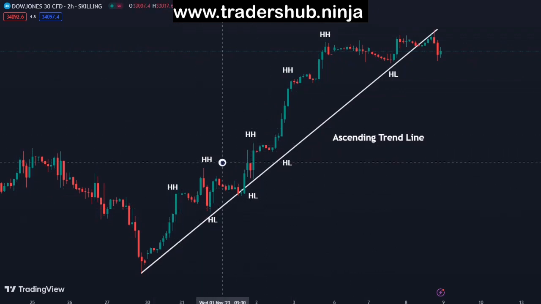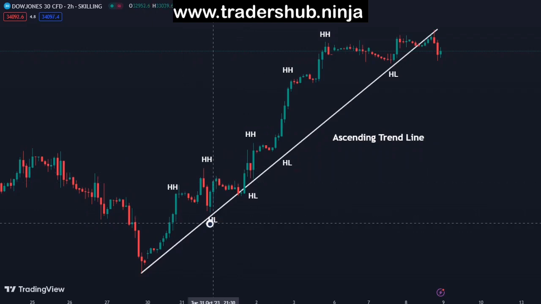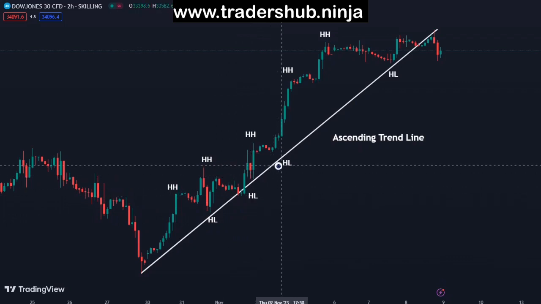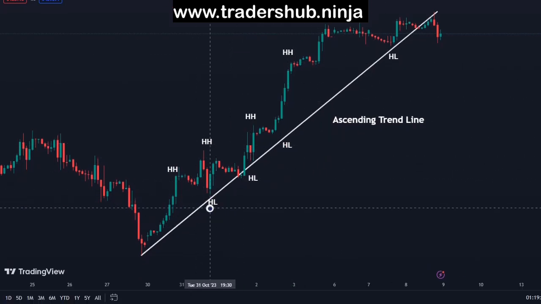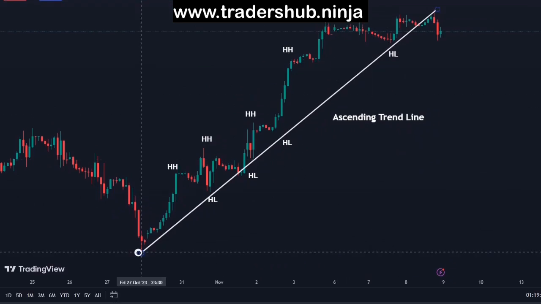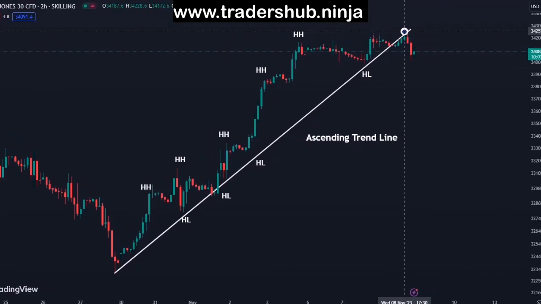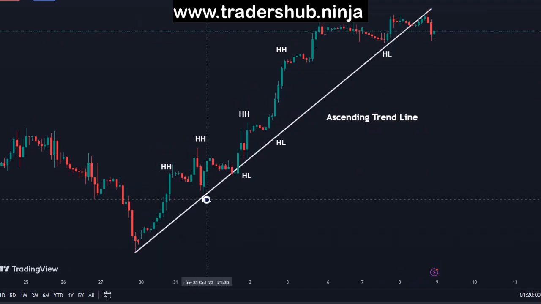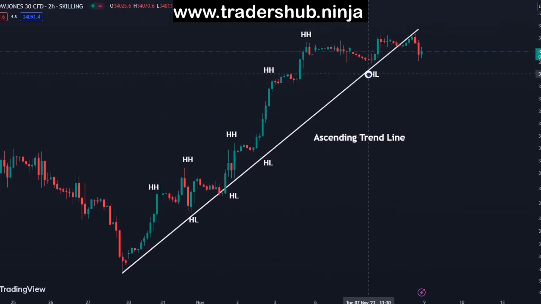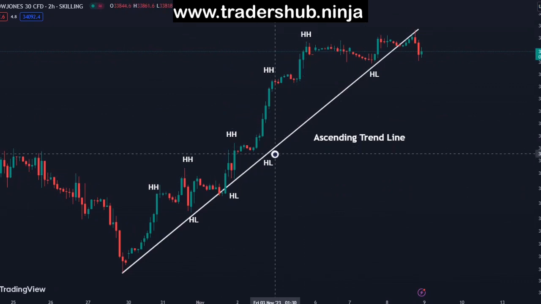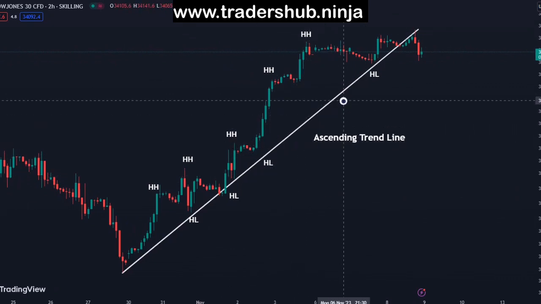Then how do you draw an ascending trend line? You have to connect the successive higher lows. This one is a higher low, and this one is a higher low, and so on. You connect the successive higher lows. This is a swing low and this particular level is a swing high. You draw the line across these levels. This is an ascending trend line. This is the way to draw an ascending trend line.